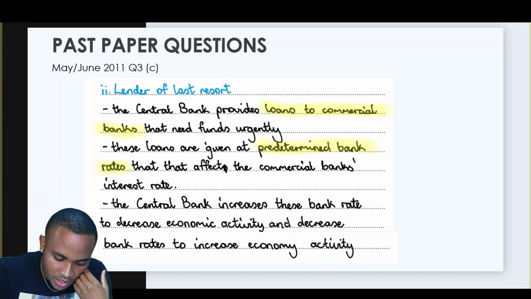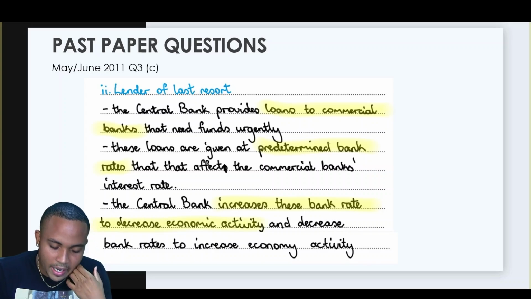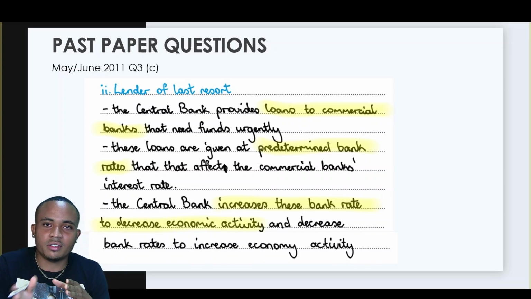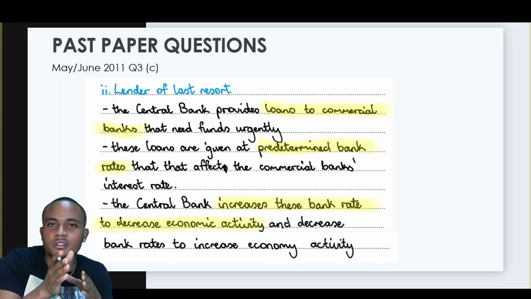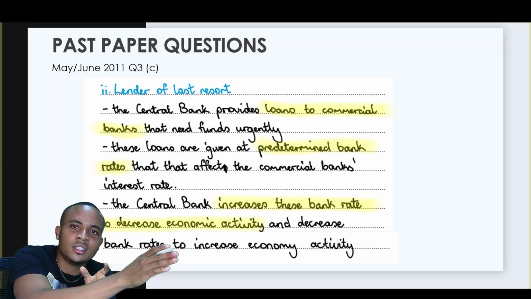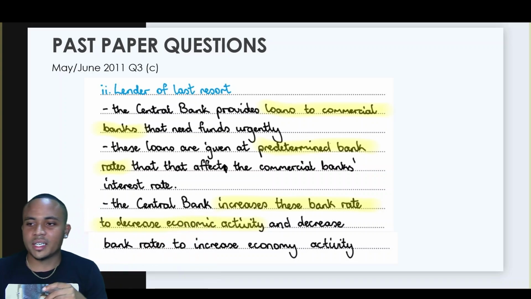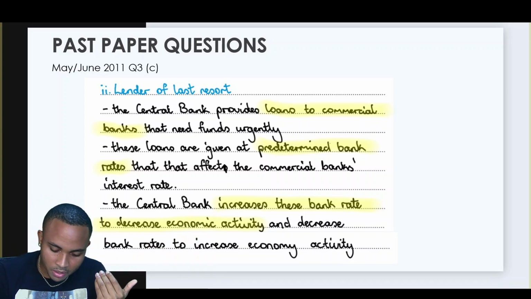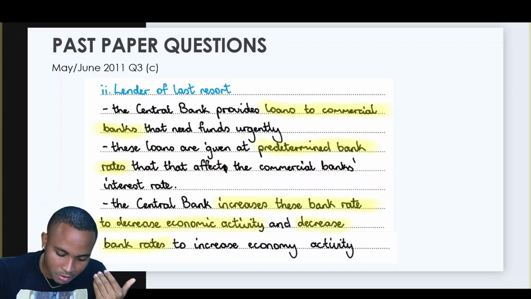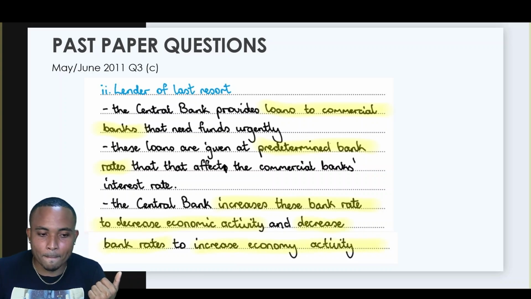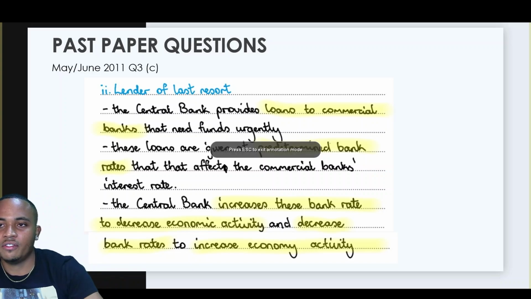So at the bank rate, the central bank will increase the bank rate to decrease economic activity, because of the ripple effect of the increase in interest rates at the commercial banks, leading to a decrease in loans and investments, which will decrease economic activity, and vice versa will happen if they decrease the bank rate. Right? So that is for May-June 2011.